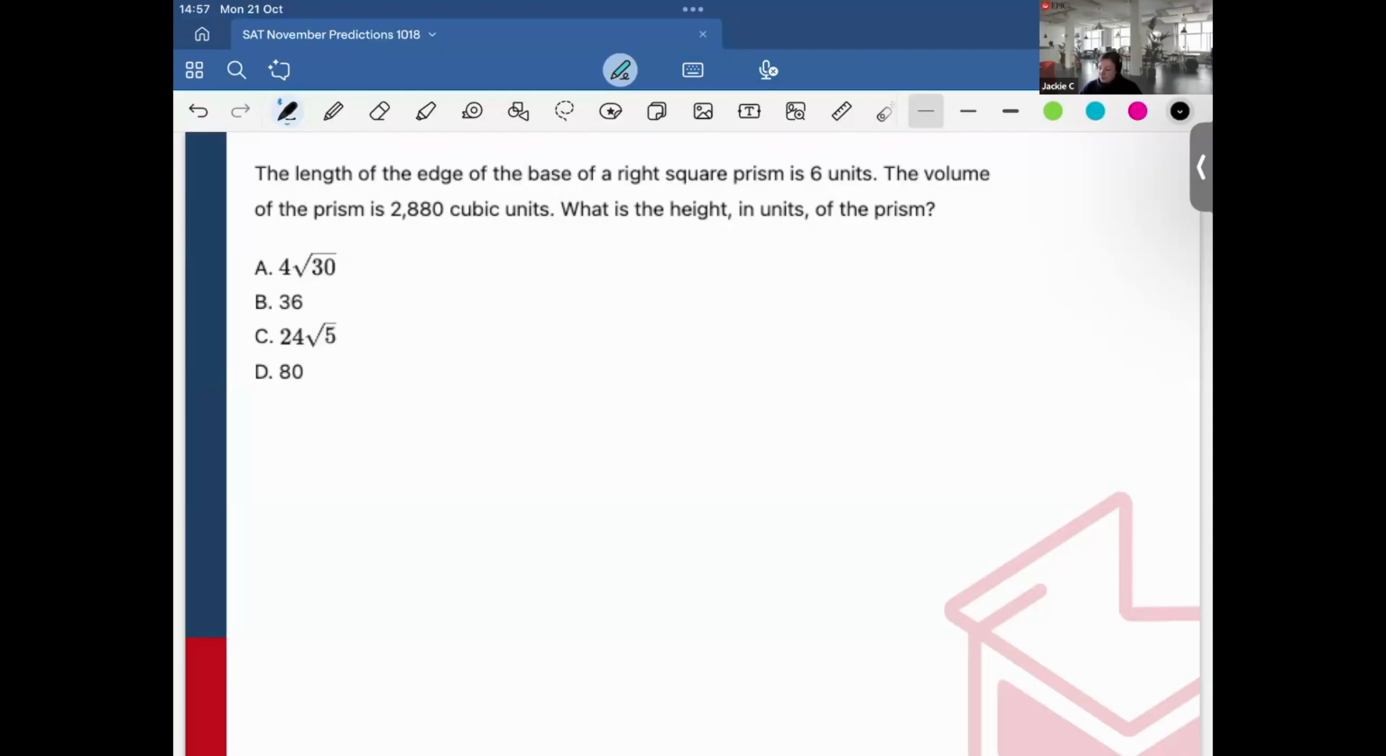So a right square prism, well, the face will be square. It's basically a rectangular prism. So imagine a rectangular prism. However, the bases are squares. Well, that's a rough sketch.